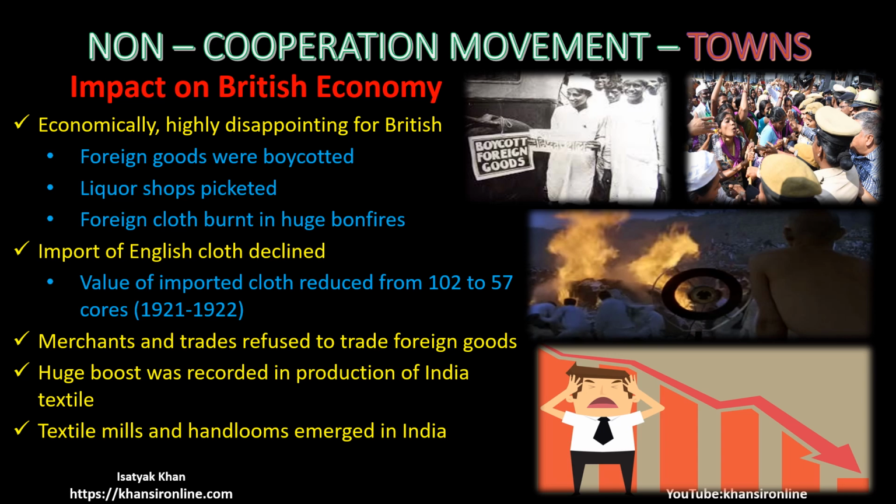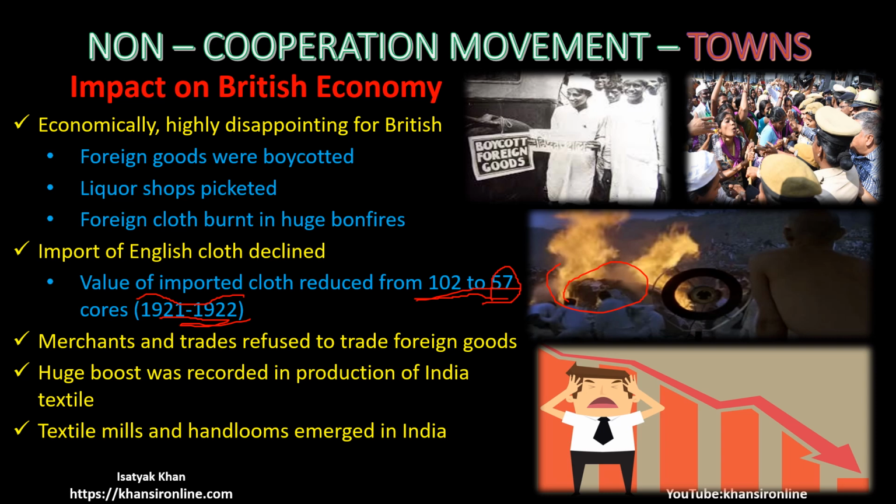You can see this image taken from a popular Bollywood movie based on Gandhiji, Gandhi by Attenborough. That's a movie, but such kinds of scenes were there everywhere in India. And the impact on British revenue: you can see the value of imported cloth reduced by almost 50%. Before the movement it was 102 crores, now it remained only 57 crore in this year. This is how we can understand the decline in revenue.